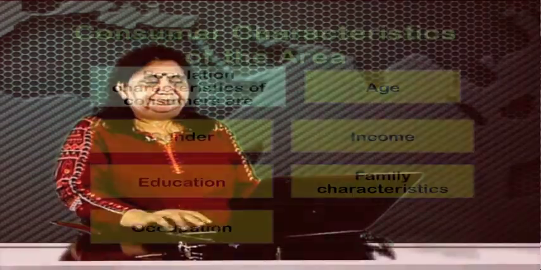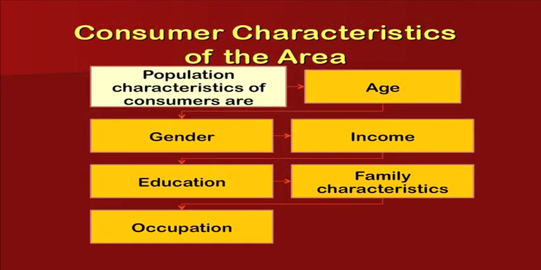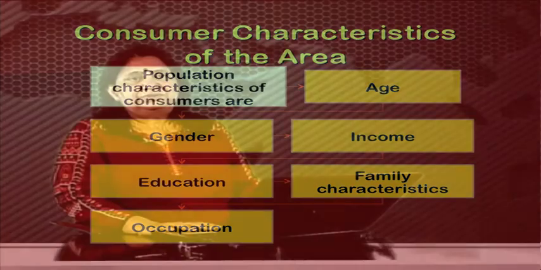That is, whether the customers are rich or poor or middle class, we are going to select the merchandise. Consumer characteristics of the area. The population characteristics of the consumers are the gender, education, occupation, age, income, and family characteristics. We are going to decide what kind of goods we are selling to the consumers, and according to the gender and the income level and their characteristics, we are going to sell or select the merchandise available.